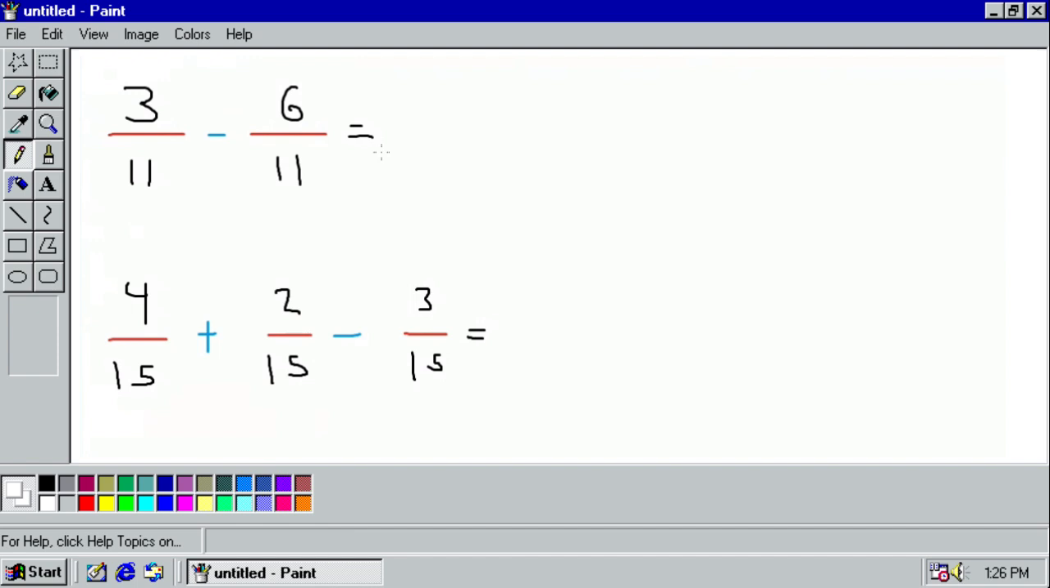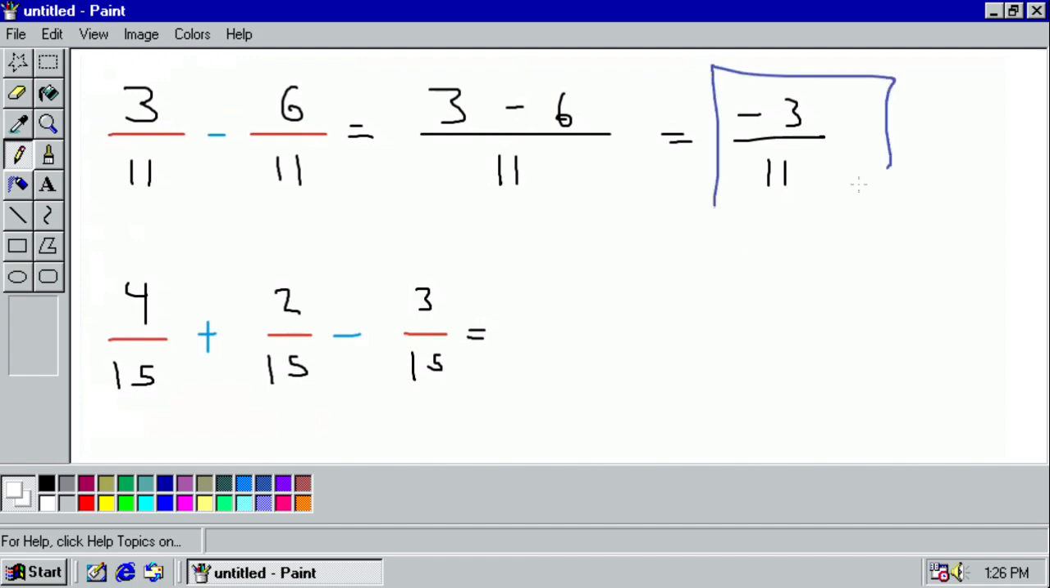Okay, here I have a couple of examples, so you can try it if you want to. So here we have 3/11 and 6/11. Since both of them have the same denominator, we can just simply copy 11 here. And now we have 3 minus 6. 3 minus 6 is -3, and copy the denominator, which is 11. So this will be your final answer.